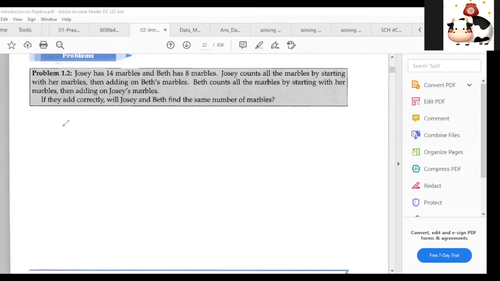Exactly. Yes. So, if we do it Josie's way, I'm just going to put a J for Josie, okay? Josie starts with 14 and adds 8, Beth's, right? And what is that? That is 22 marbles. But if we do it Beth's way, Beth starts with her marbles. She has 8, and then she adds on Josie's. And look, she gets the same answer.